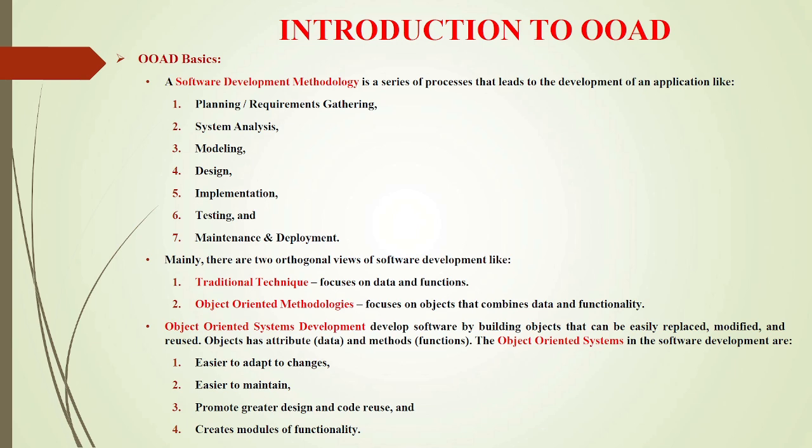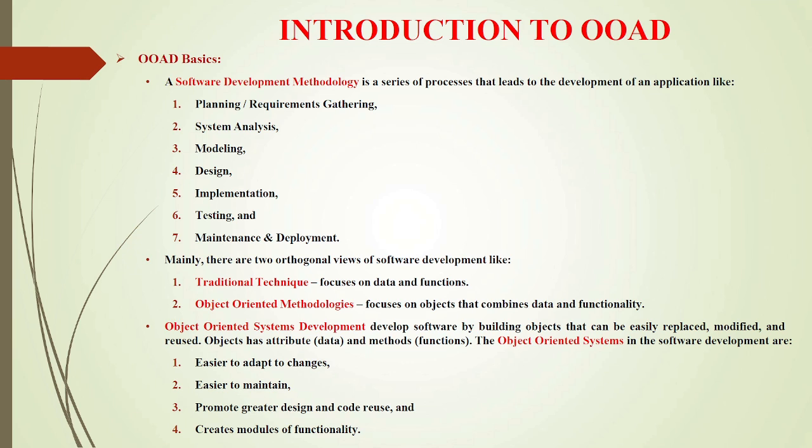When we focus more on software development issues, there are mainly two orthogonal views on software development. The first one is completely a traditional technique, where this traditional technique only focuses on data and functions. The data could be raw data or consistent data. And the functionalities: what are the operations that can be done on that particular data? For example, if I am working on numerical data, the operations like addition, subtraction, multiplication, and division would be the functions that could be operated on the numerical data.